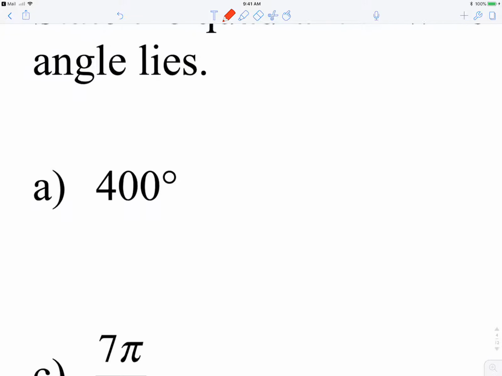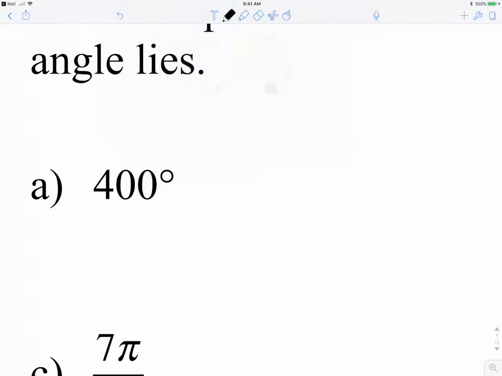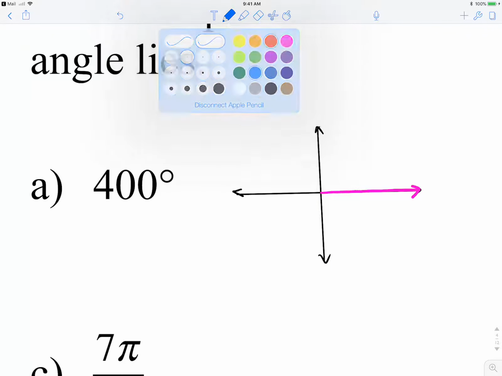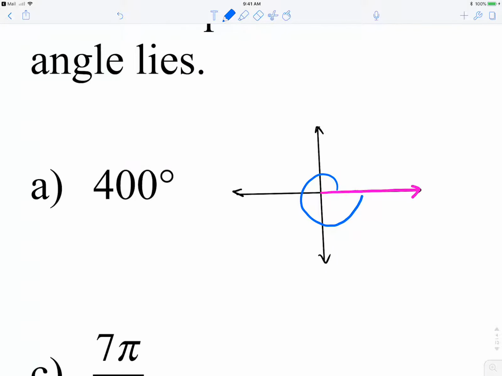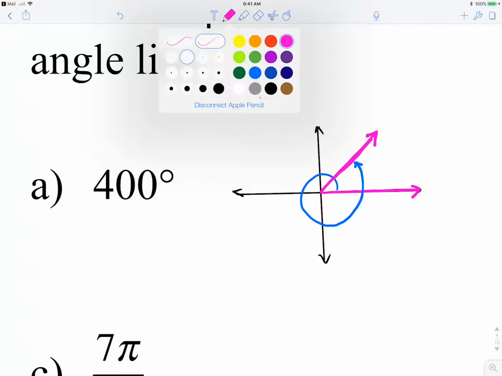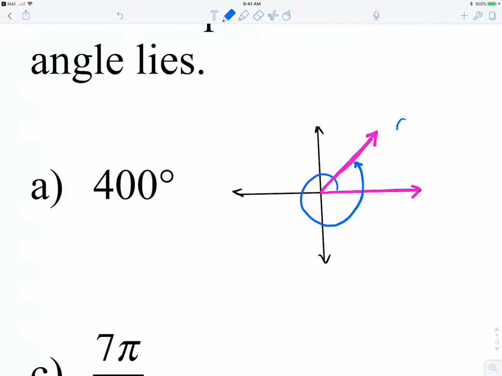So 400 degrees, that's more than a single rotation, right? Because a full rotation is 360 degrees. So if I draw the picture here, let's say this is our initial ray, and the angle is 400 degrees. Here would be a full rotation, and then it's going 40 degrees past a full rotation, so let's say it terminates there. So here would be the terminal side of the angle, or the terminating ray. So 400 degrees ends up terminating in quadrant 1.